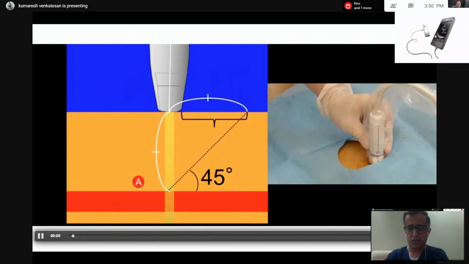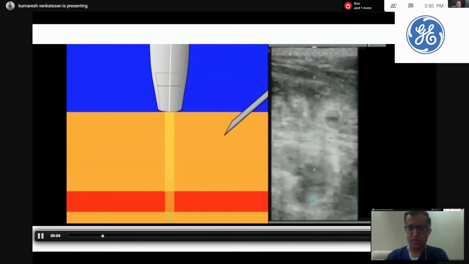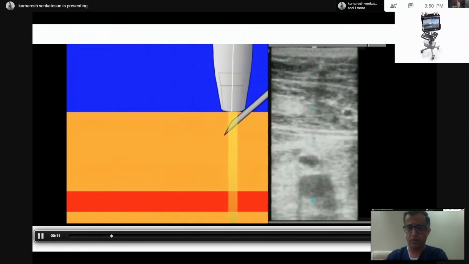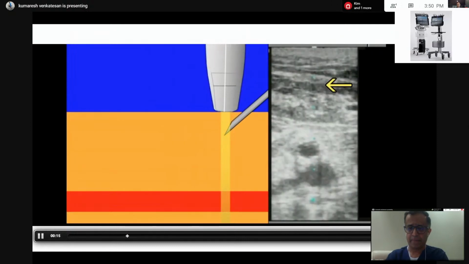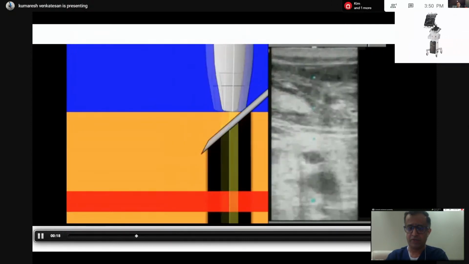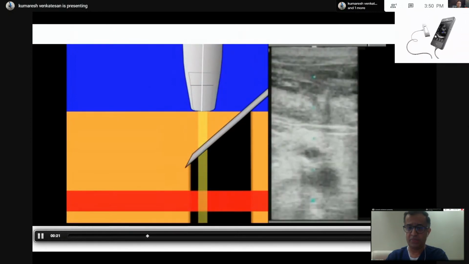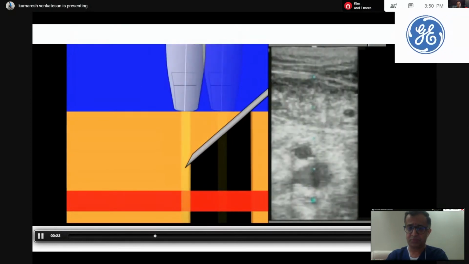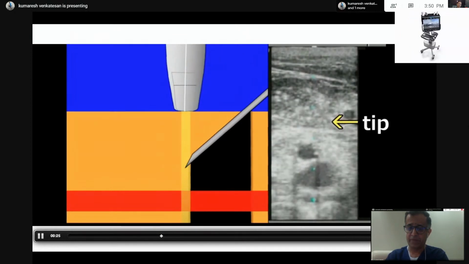Just to show you what we have discussed so far. Performing a femoral venous cannulation, you have made the skin puncture. Now you slide the probe and look for where the shaft and the tip are. Then as you advance the needle, constantly slide the probe, keep looking for the shaft and the tip of the needle.